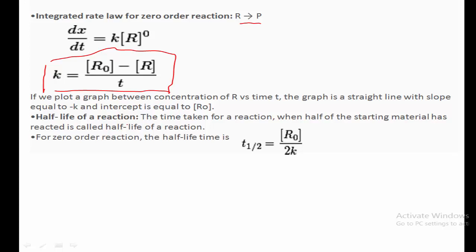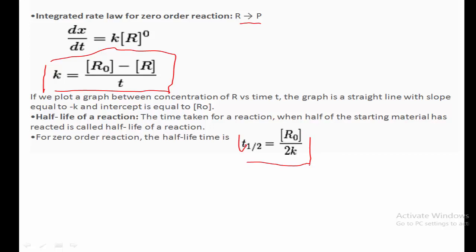Then, half-life of a reaction. The time taken for a reaction when half of the starting material has reacted is called the half-life of a reaction. So for a zero order reaction, the half-life is t half equal to R naught divided by 2K. So this indicates the half-life of a zero order reaction.